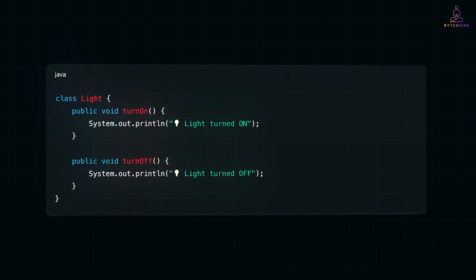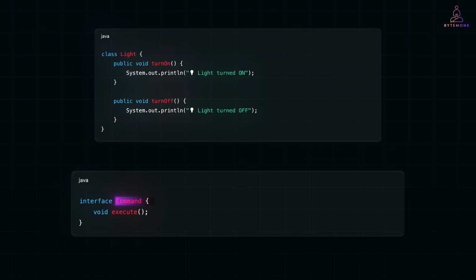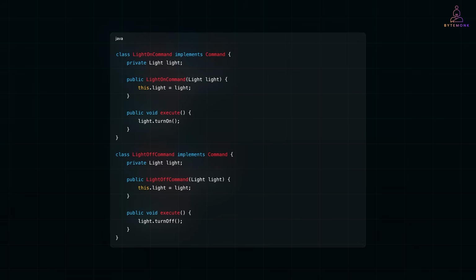So here is our light class, the receiver. It contains the actual business logic, turn on and turn off. Next, we define the command interface. Every command will implement the execute method. We now have two concrete command classes, LightOnCommand and LightOffCommand. Each one wraps the light and knows exactly which method to trigger when execute is called.